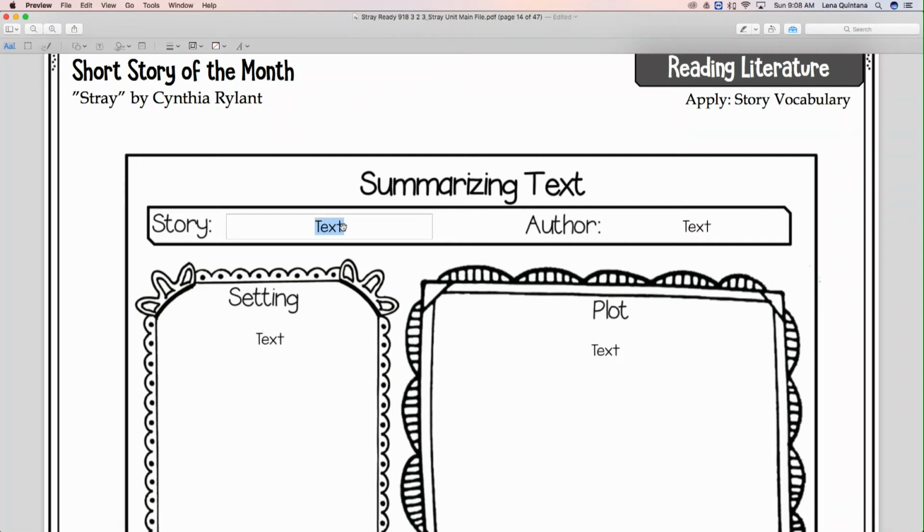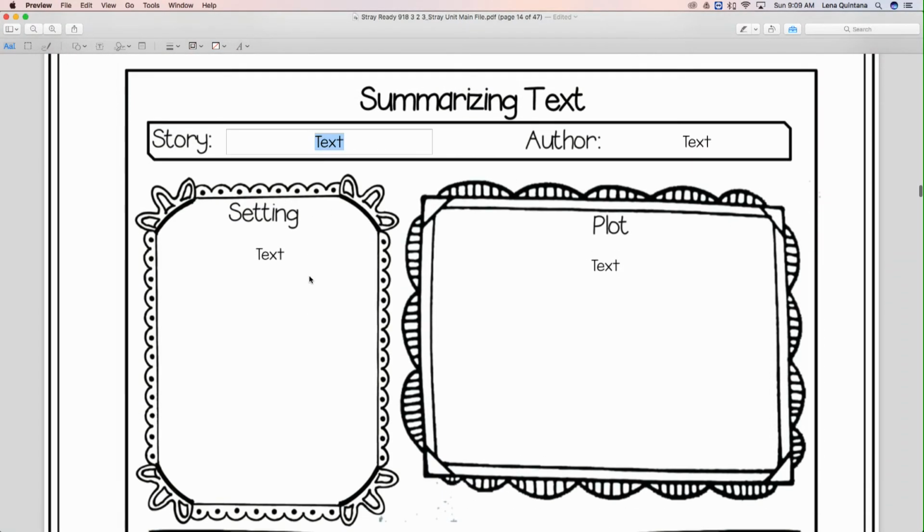Activity 4 for our short story of the month, titled "Stray" by Cynthia Rylant. And let's see, we are going to be summarizing the text. In the last activity, we went through and we annotated the text according to setting, plot, protagonist, and complications. So now we're actually just going to pull up all that information into this graphic organizer. We're going to organize our information.